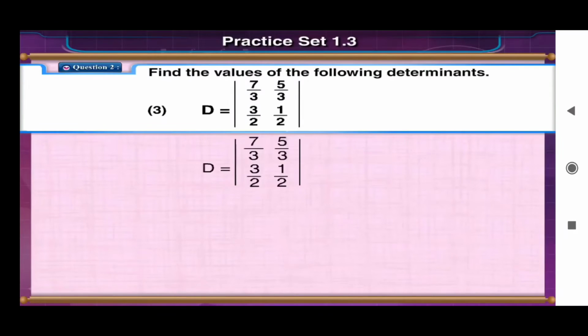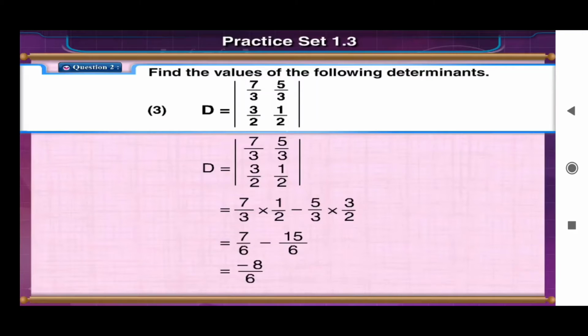Three. Determinant of 7 upon 3, 5 upon 3, 3 upon 2, 1 upon 2. That is equal to 7 upon 3 into 1 upon 2 minus 5 upon 3 into 3 upon 2, which is equal to 7 upon 6 minus 15 upon 6. That is equal to minus 8 upon 6, which is equal to minus 4 upon 3.